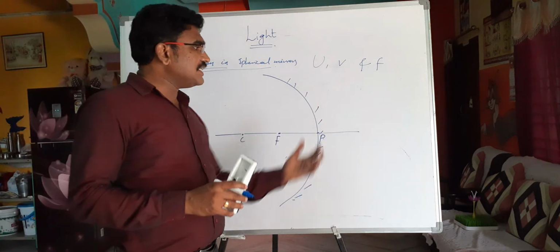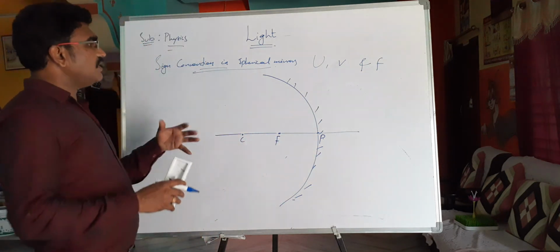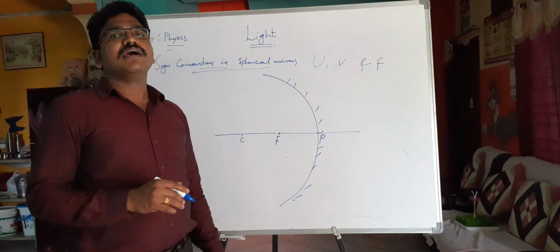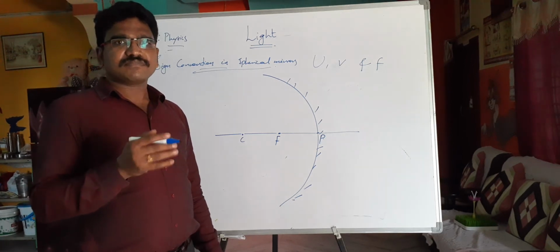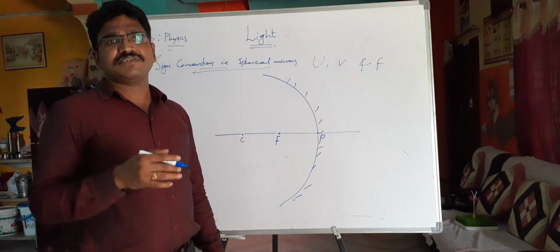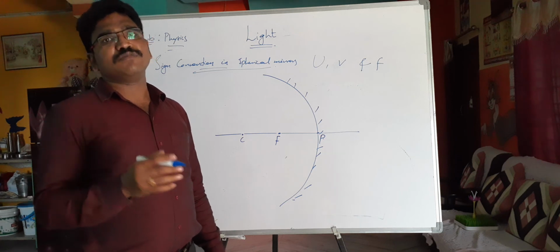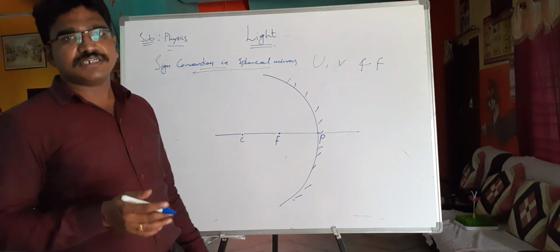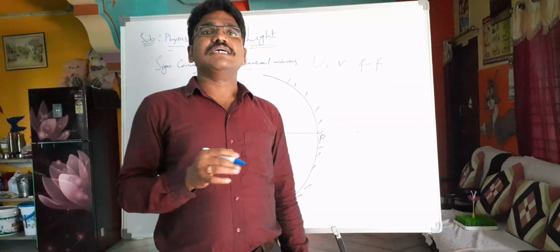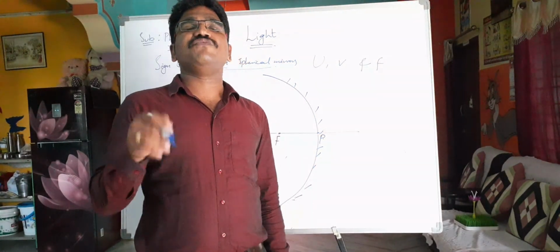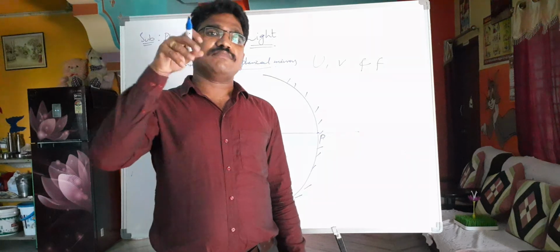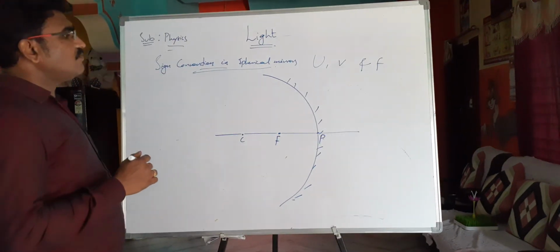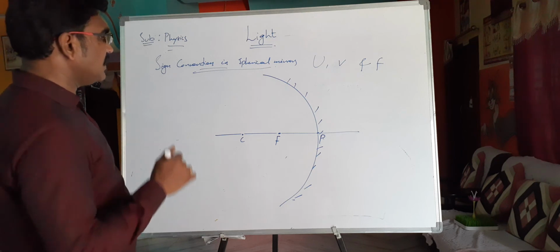But before we discuss that, we'll discuss one important point, the sign convention. Whenever we are calculating image sizes, image distances, object sizes, object distances and focal lengths, which is related to the radius of curvature, there is a relation between u, v and f. But before that, we'll discuss the sign convention that we need to follow in spherical mirrors. What does sign convention mean?